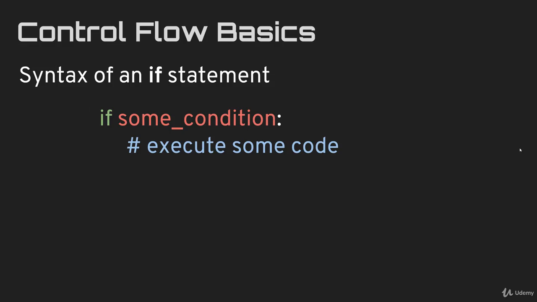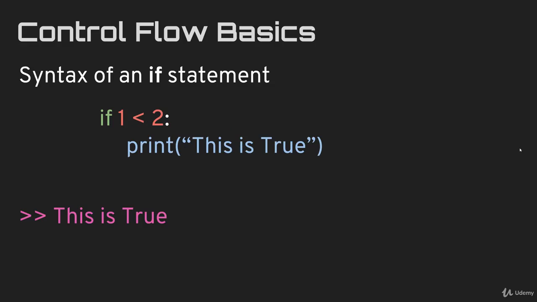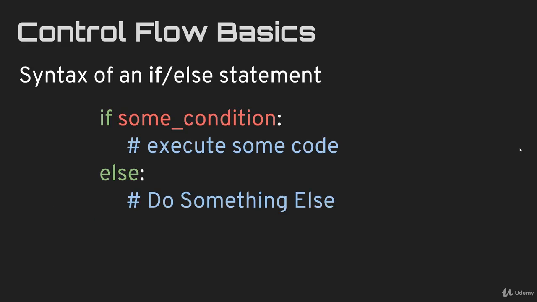This is the syntax of an if statement. We will say if, and then check for some condition, and then have a colon. And then beyond that colon, we'll have an indented block of code where we can execute it if that condition happens to be true. For example, we can say if 1 is less than 2, print this is true. And if we were to run that small block of code, we would get out this is true since 1 is less than 2.